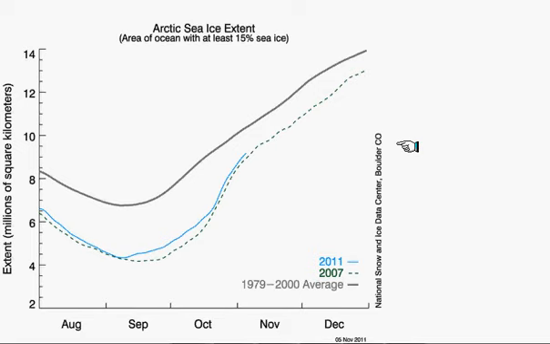Let's have a look at Arctic sea ice extent, so up at the North Pole. This is the area of ocean with at least 15% of sea ice. A couple of interesting lines on here. The grey line is the 1979 to 2000 average. The dotted line is the 2007 minimum, and the blue line is 2011, and you can see how, although it's below average again, it stayed just above the 2007 minimum.